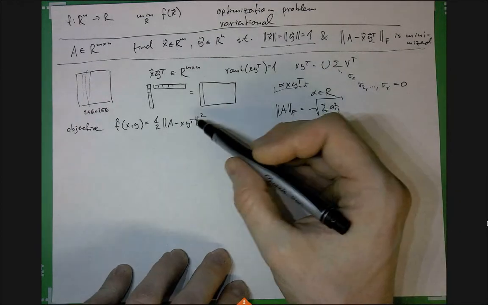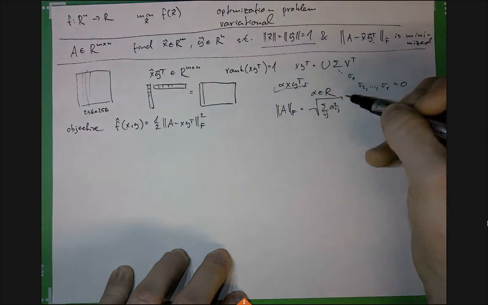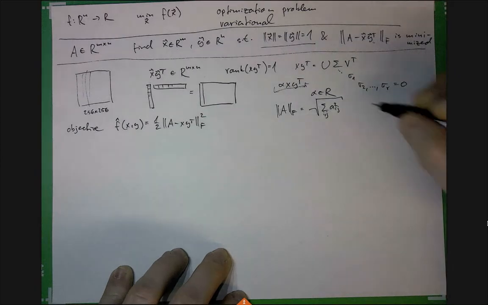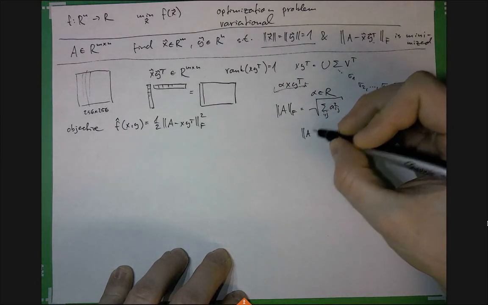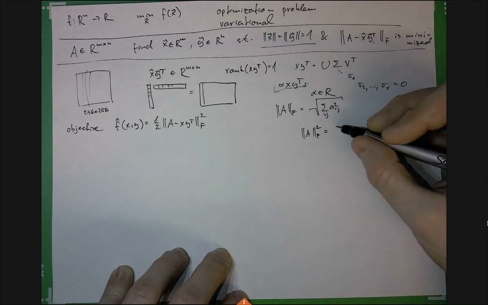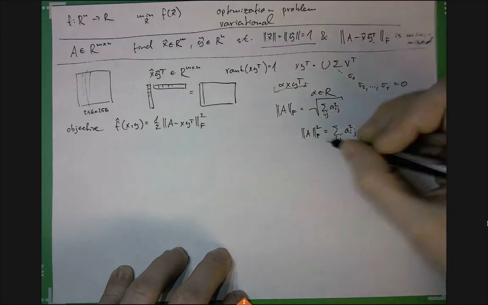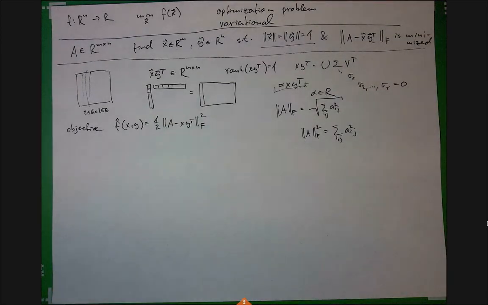So the reason I want to take the square here is that the square root goes away, right? Because if I take the Frobenius norm squared, then I have just this, right? So I don't have to worry about the square root, just to make the problem a little bit easier.